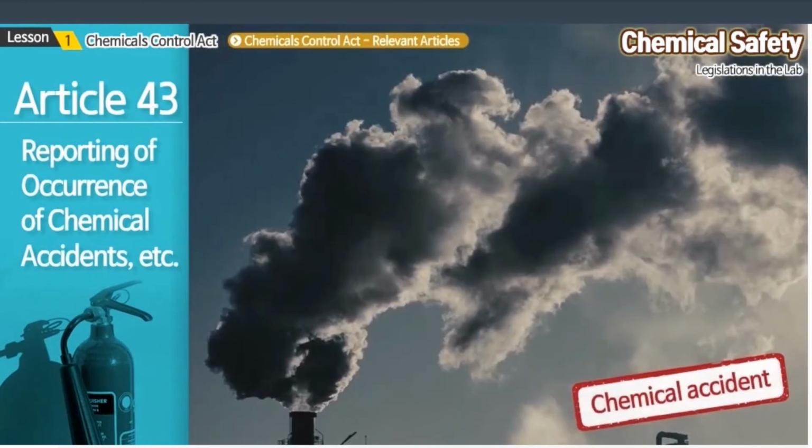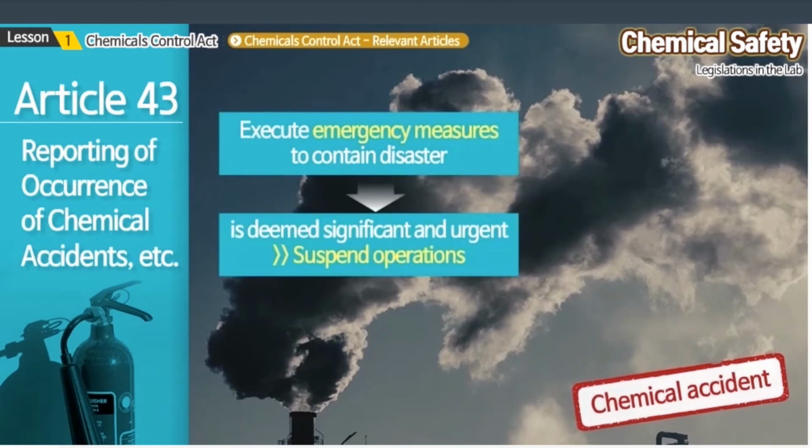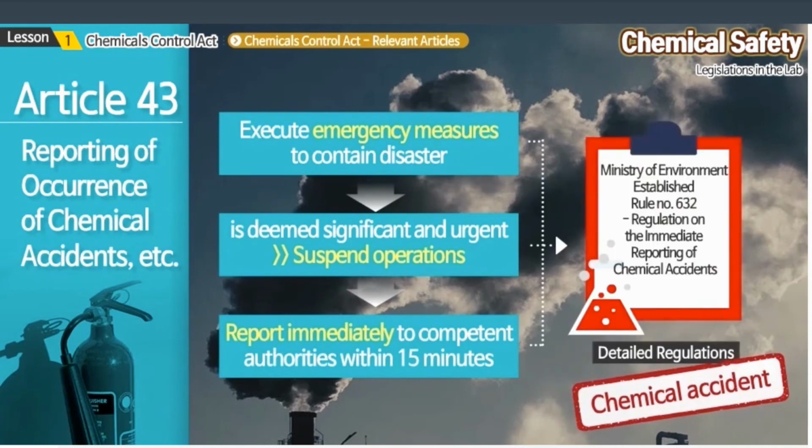When a chemical accident occurs, the lab must execute emergency measures to contain the disaster, and suspend the operation of handling facilities if the accident is deemed significant and urgent. Also, the lab must report immediately, within 15 minutes of the accident, to competent authorities. Detailed regulations are stipulated under the Ministry of Environment Established Rule No. 632, Regulation on the Immediate Reporting of Chemical Accidents.